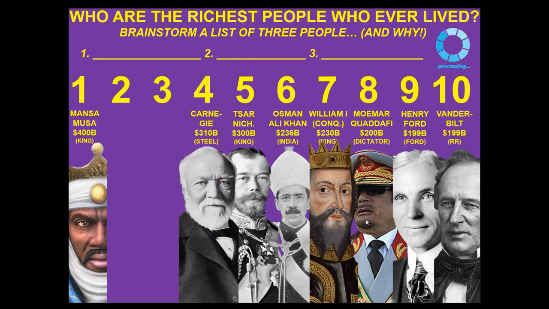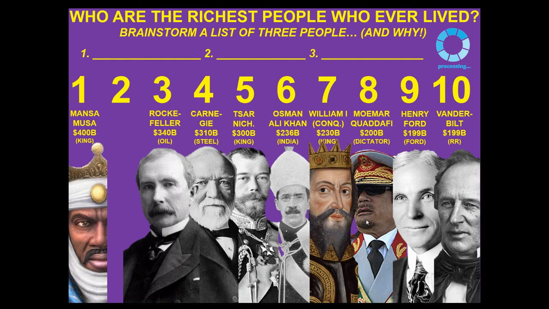Andrew Carnegie built his steel empire, around the same time as Cornelius Vanderbilt, worth about 310. John D. Rockefeller with his oil industry worth 340. And then second place, Cornelius Rothschild in the banking industry.